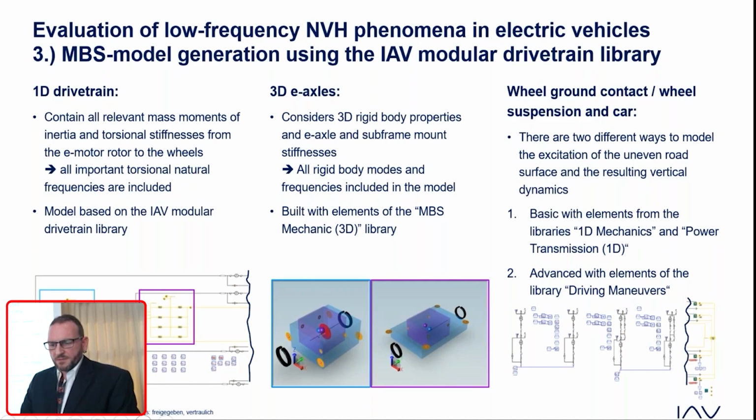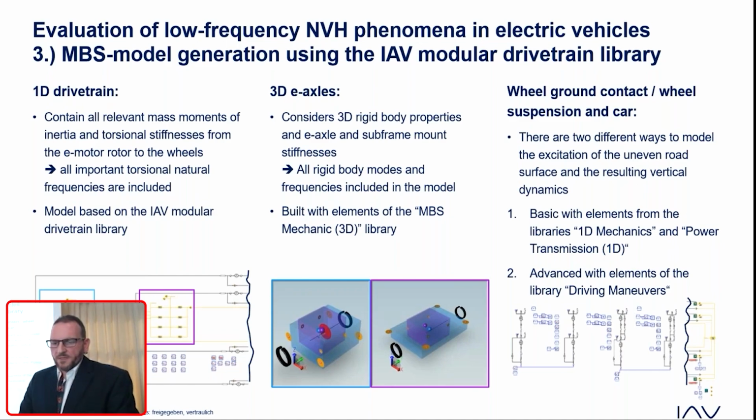To map the 3D rigid body modes of the E-axle and the subframe, these components are modeled in the 3D MBS using elements of the 3D MBS mechanics library and coupled to the 1D drivetrain over the mount elements, which are contained in the 1D power transmission library. The mount stiffnesses of the E-axle and subframe mounts are taken into account using force displacement diagrams for all space directions.